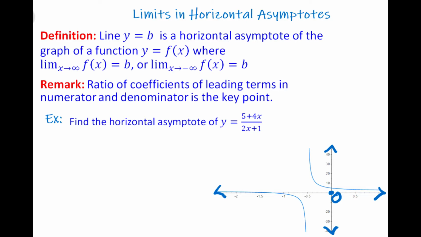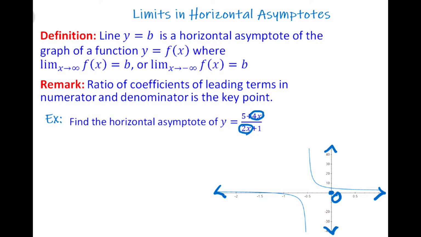And to find the horizontal asymptote, we have a remark here, guys, and it says ratio of coefficients of leading terms. Leading terms means the highest powers of numerator and denominator. For example, in this question, the leading term of the numerator is 4x. Why? Because the highest power is x and its coefficient is 4. And if you look at the leading term in the denominator, it is 2x, guys. Coefficient is 2. So we're going to have 2x as a term.